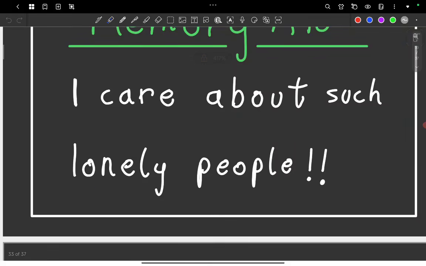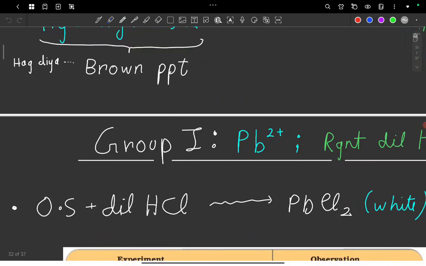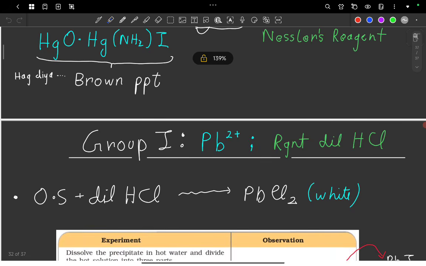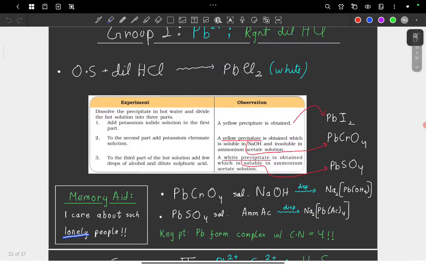Because first of all, lonely has one, okay, and this is group 1, and there's also only one cation here, and it gets very lonely, okay. So this is lonely, and of course, people is for Pb.